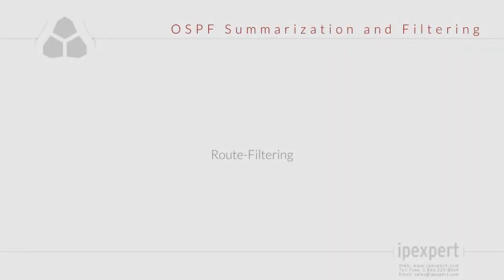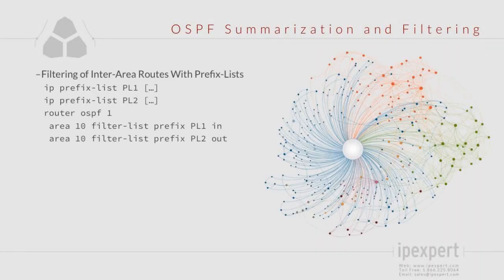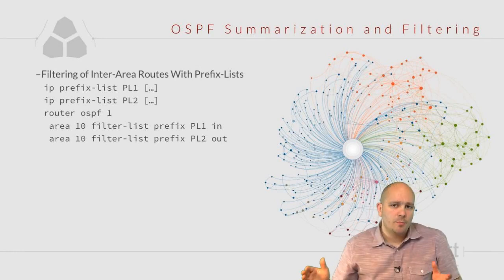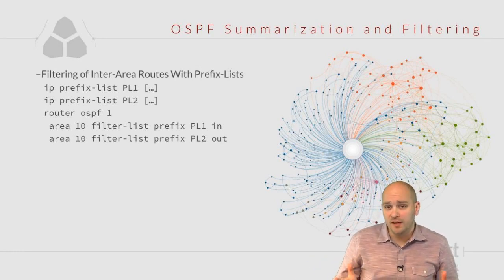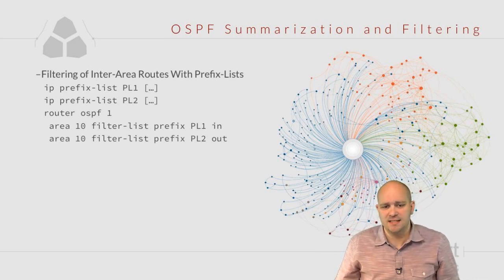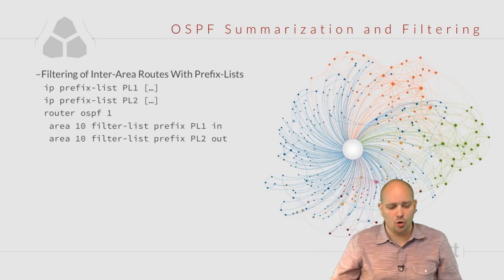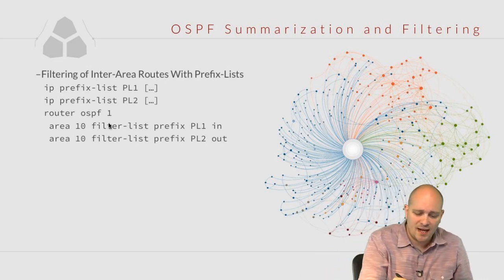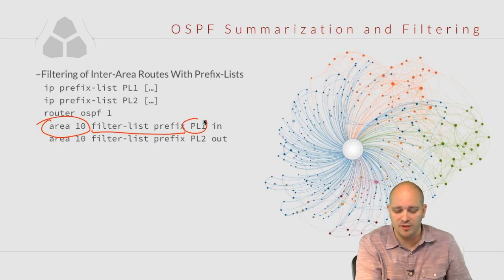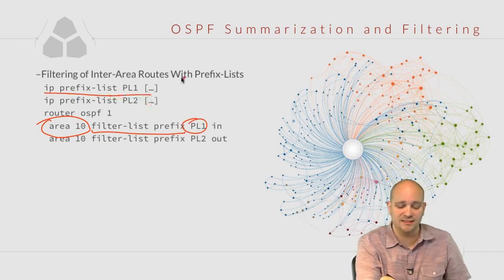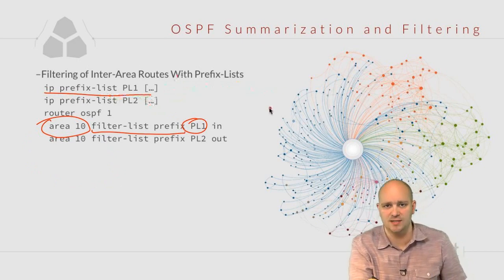Let's now talk about route filtering in OSPF. Primary filtering that can be done in OSPF is the filtering of inter-area type 3 routes using IP prefix lists and the command set called filter lists. Now, filter lists are going to be referenced on an area configuration in OSPF, and they have to reference a prefix list. So we have to define a prefix list that is either going to permit or deny certain routes.